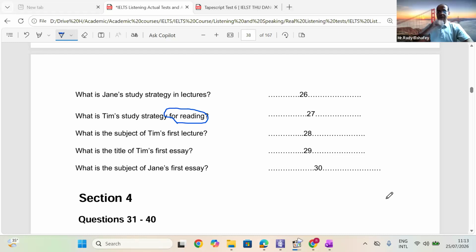Before the discussion continues, you have some time to look at questions 26 to 30. Can you raise the voice of the... Now listen carefully and answer questions 26 to 30.